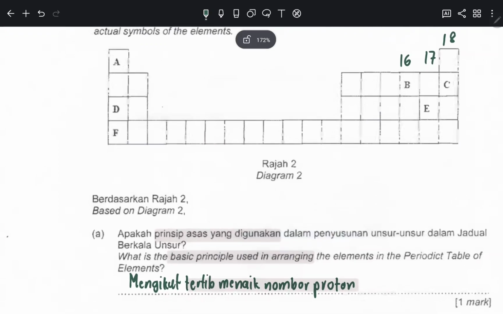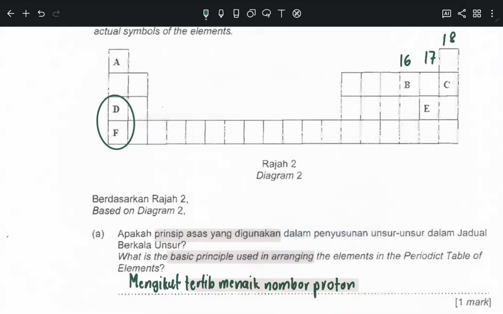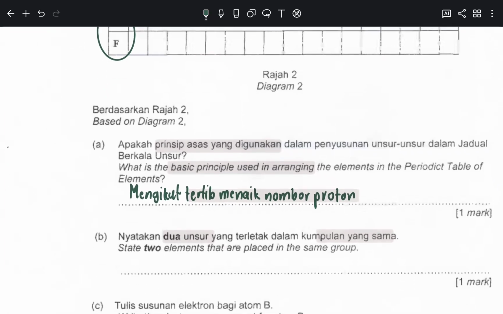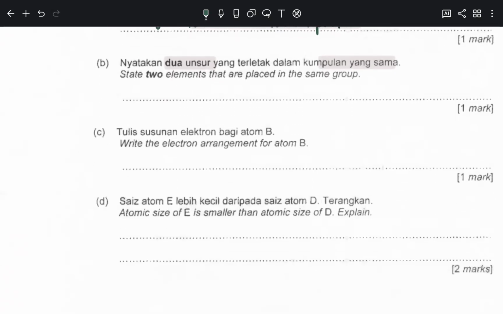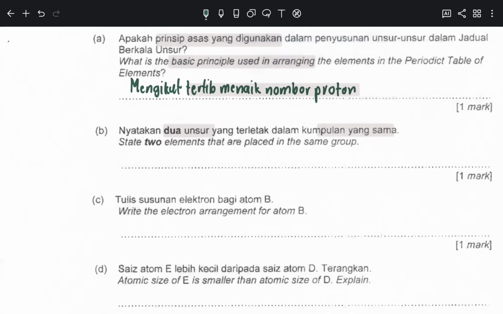But one thing, dia paling atas mula dengan hydrogen kan. So usually I prefer kita ambil D dan F. Sebab hydrogen nak kata dia unsur kumpulan 1, tak juga sebenarnya. Sebabnya unsur kumpulan 1 dia mula based on lithium. Dia lithium, natrium, kalium is the main thing lah. So saya lebih prefer you tulis D dan F. That's the correct answer lah.